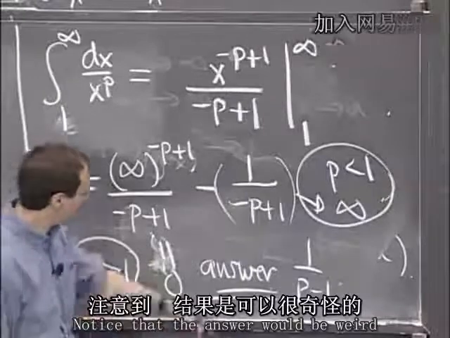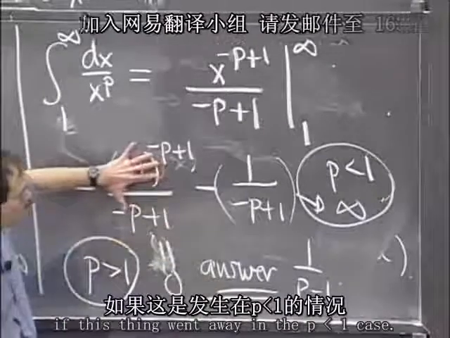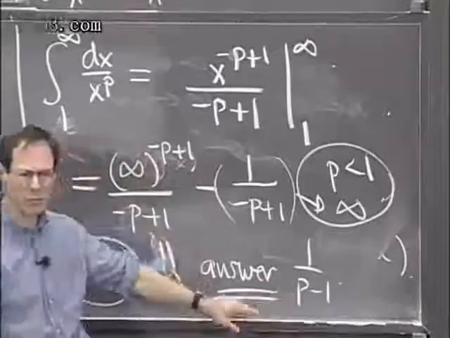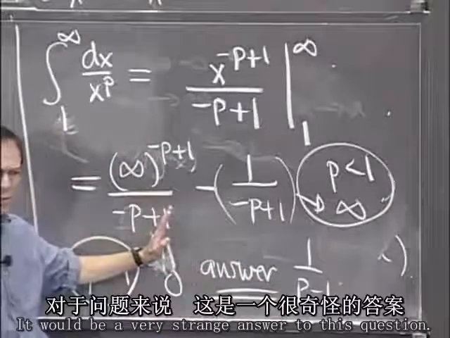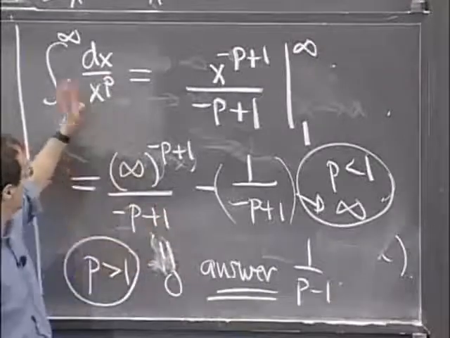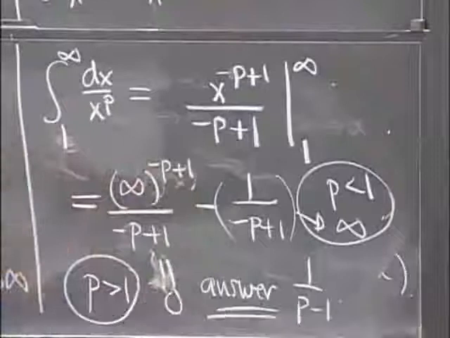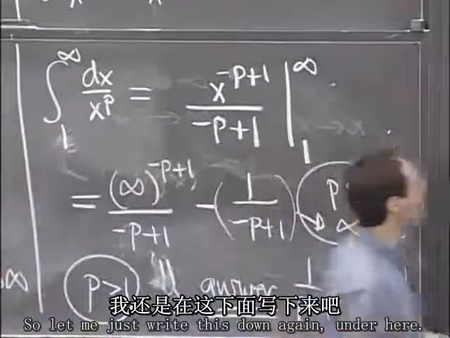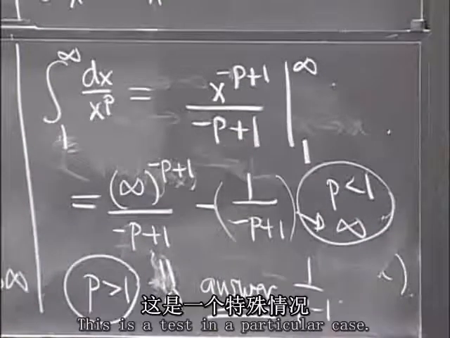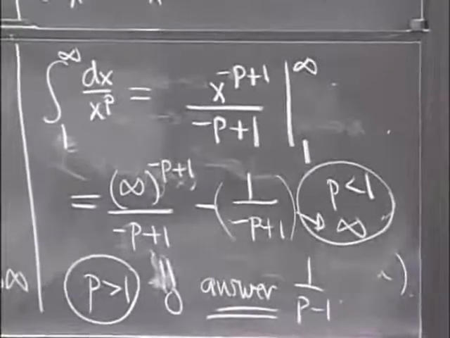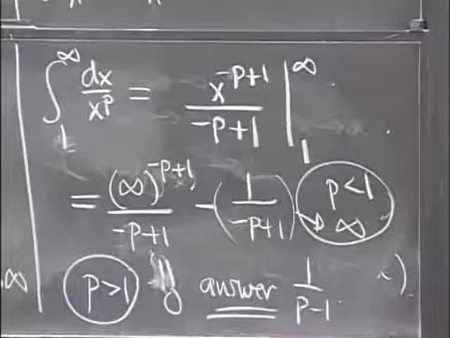Notice that the answer would be weird if this thing went away in the p less than 1 case. Then it would be a negative number. It would be a very strange answer to this question. So, in fact, that's not what happens. What happens is that the answer doesn't make sense. It's infinite. So let me just write this down again under here. This is a test in a particular case. And here's the conclusion.